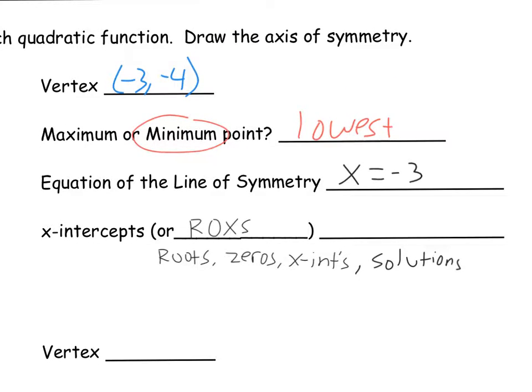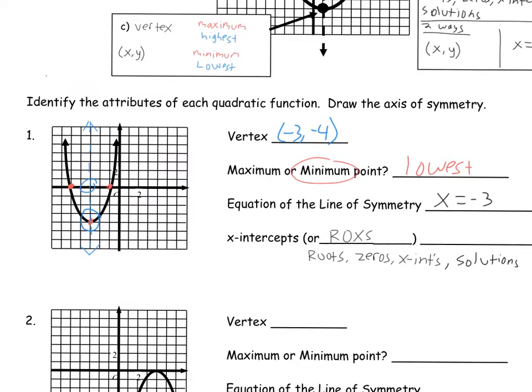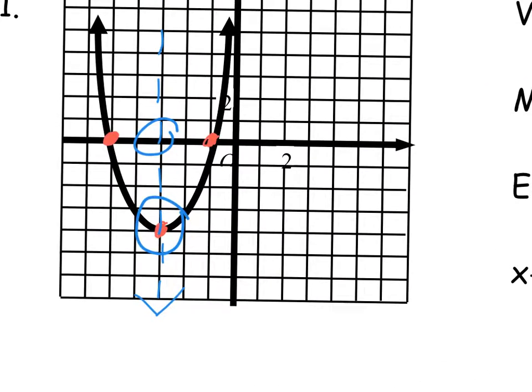And so now we need to figure out how do we label those roots, zeros, x-intercepts, solutions. How do we label those? We're going to do it two different ways, just like I had you label it: x comma y and also x equals. So the coordinates here, where it crosses the x-axis. We got a coordinate there and a coordinate here. What is the coordinate of the one to the left?